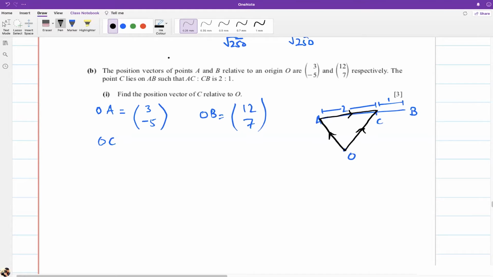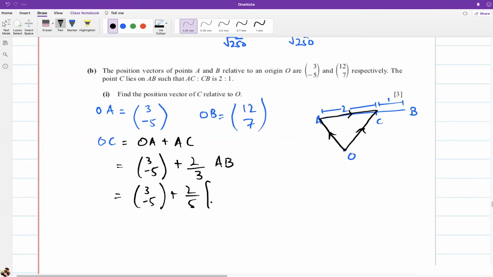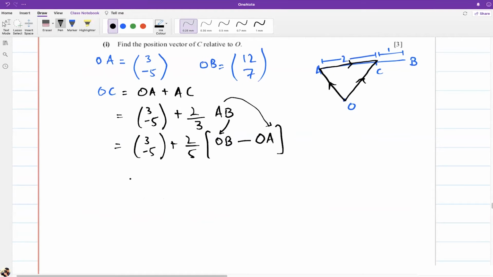So if I want OC, I can simply say that OC is O to A plus A to C. And O to A I already know, that is (3, -5). And what is A to C? A to C is 2 by 3, because it's 2/3 the way from A to B. And here I'll apply the idea that position vectors can be converted to other ones: AB means the vector OB minus the vector OA. Remember this, this comes first and this comes after. So any vector can be broken down in terms of its position vectors, and that's what we have done. All we have to do now is plug in the values.